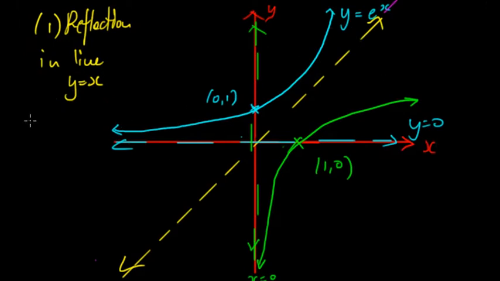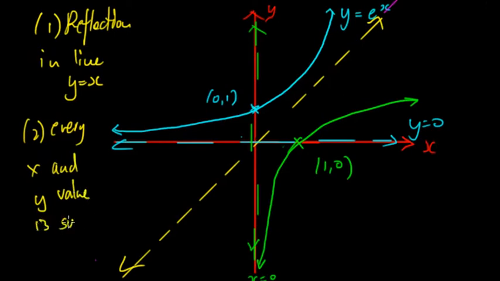You can also think about it as every x and y value being swapped. That means whenever you have a point, let's say (2, 3), for the inverse you swap these and it becomes (3, 2).